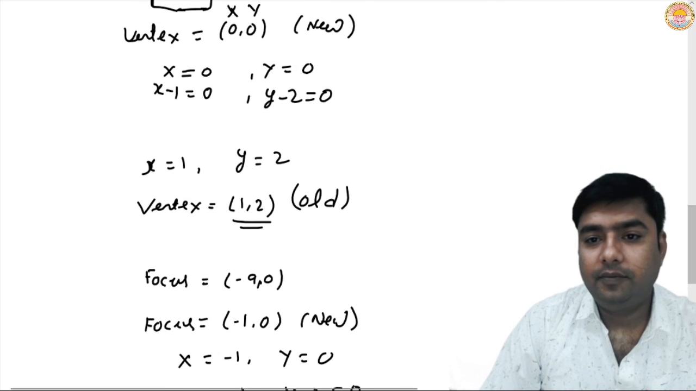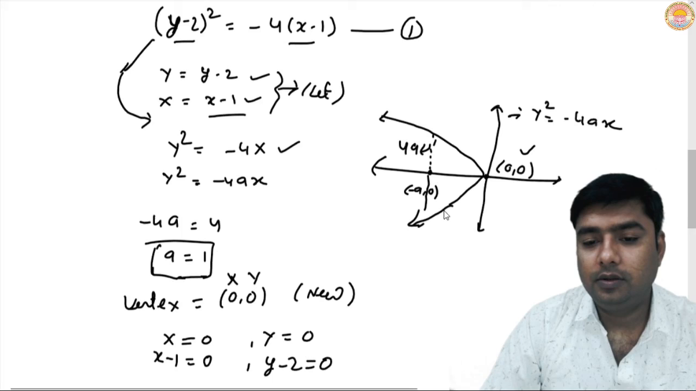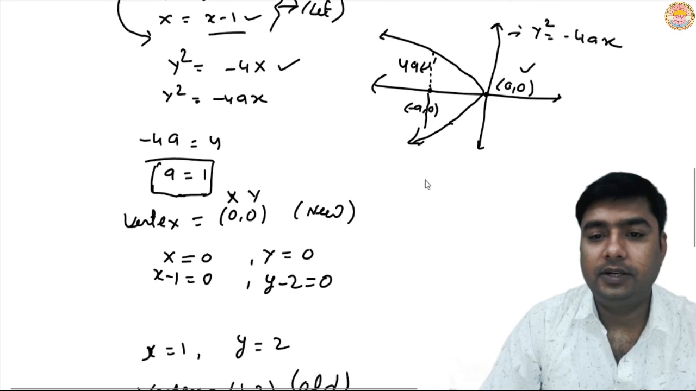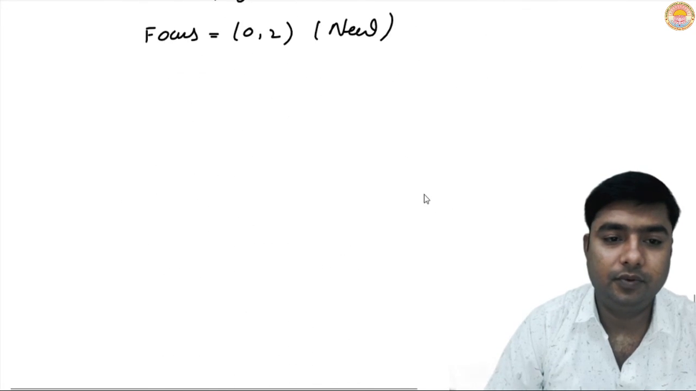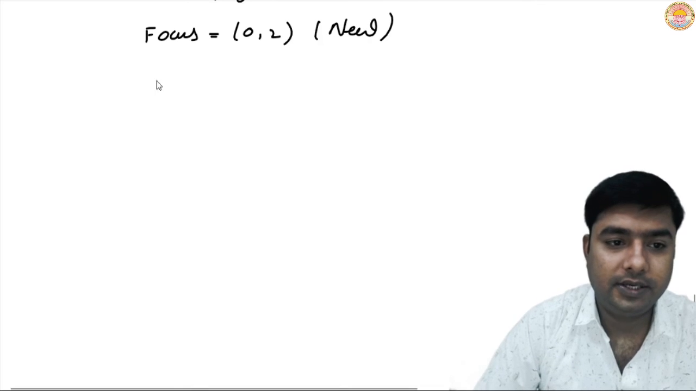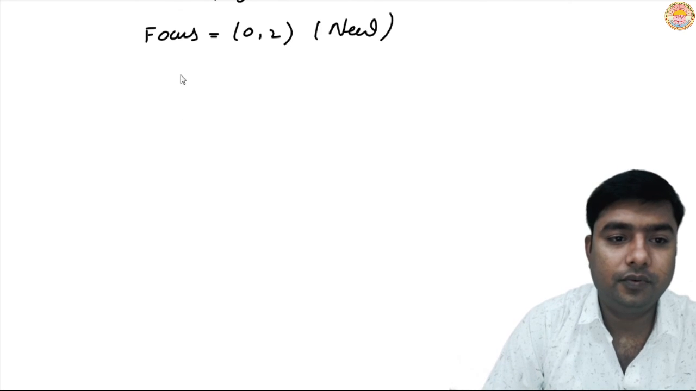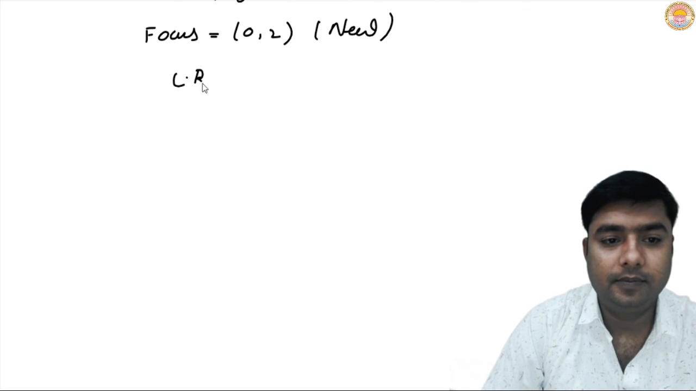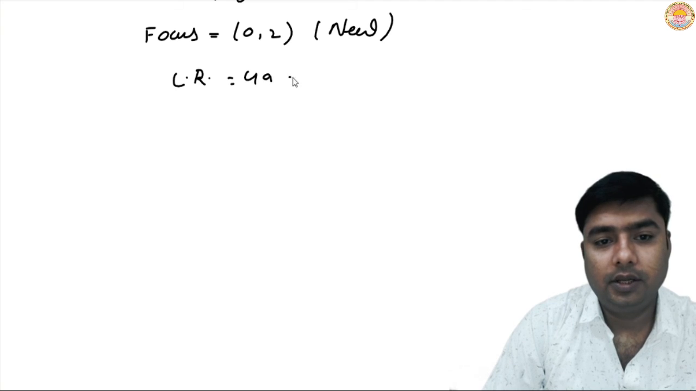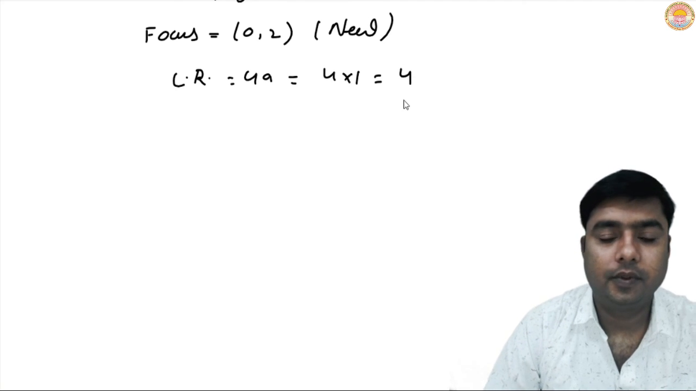Similarly, we find the length of latus rectum. The length of latus rectum is 4a. That means 4 into 1 equals 4. The length of latus rectum is 4.